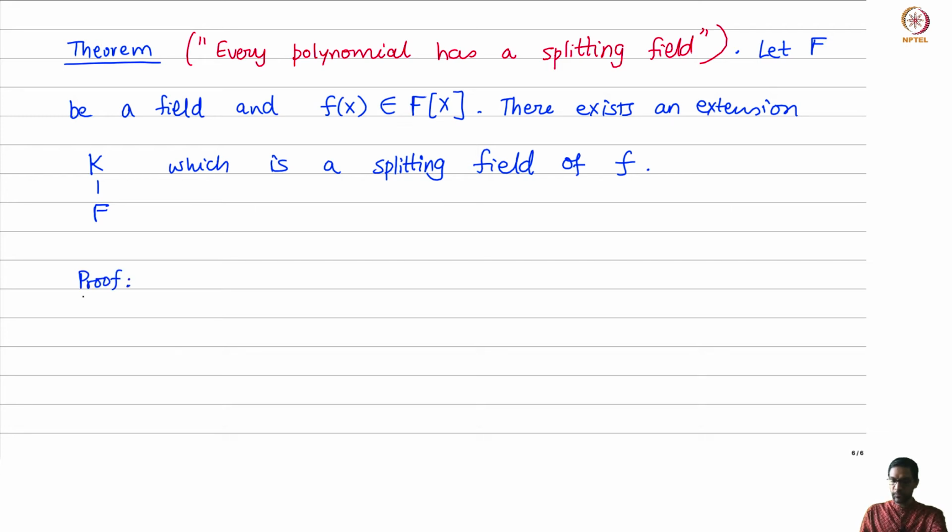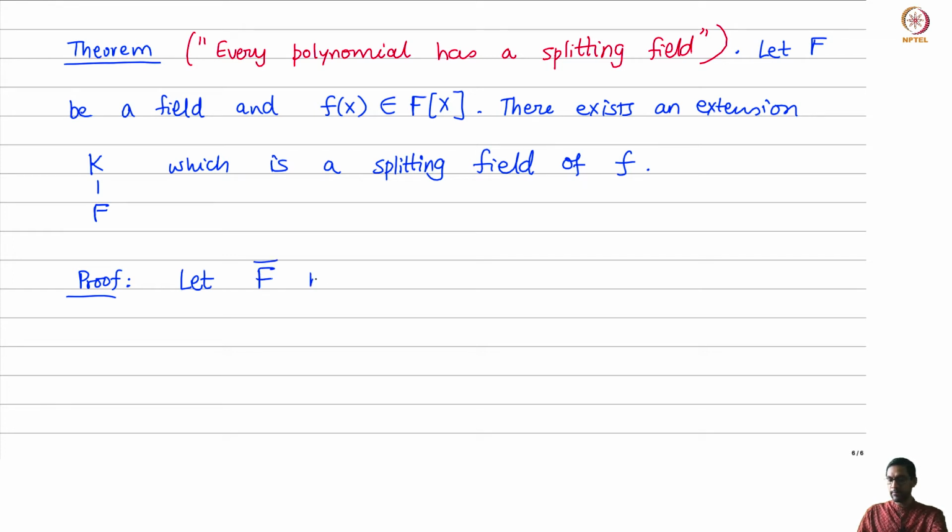So here's the proof. How does one construct a splitting field? Well, we need to remember to do two things. One, we need to find a field over which f splits completely into linear factors, and one such field is definitely already available to us, something that you have seen before, and this is the algebraic closure. So let's begin with that as our first approximation.